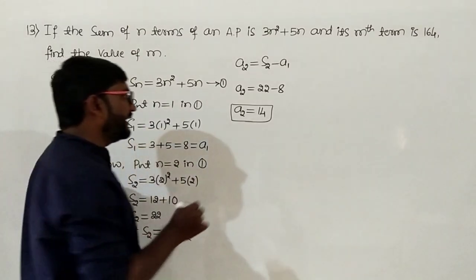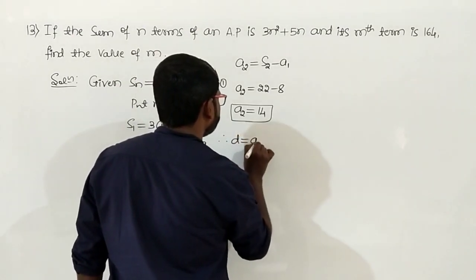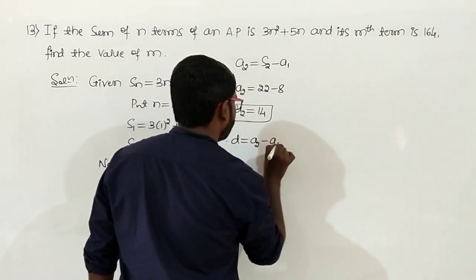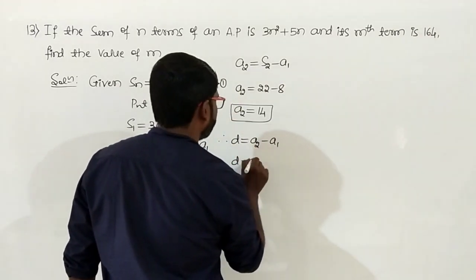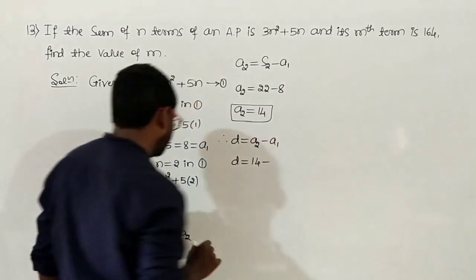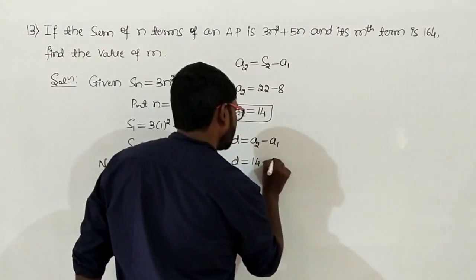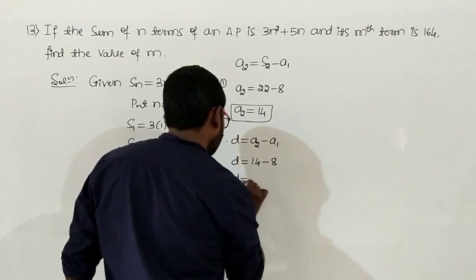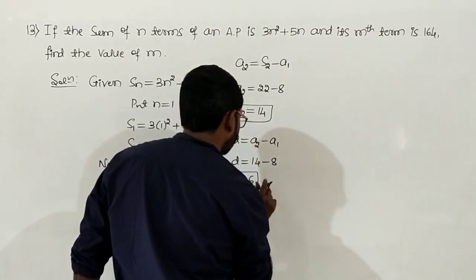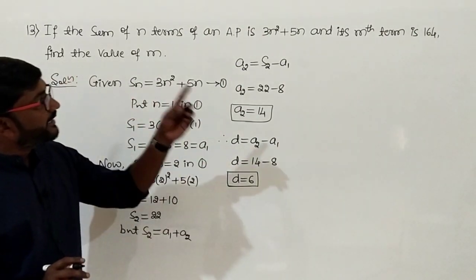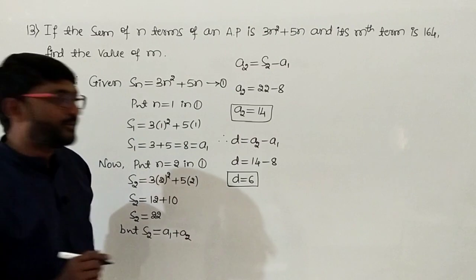So let us calculate the common difference. Therefore D which is equals to A2 minus A1. This is the common difference. D which is equals to A2, that is 14, minus what is A1? A1 it is 8. So D which is equals to 6. So the common difference is 6. Next we will have to go for the mth term, that is AM equal to 164.